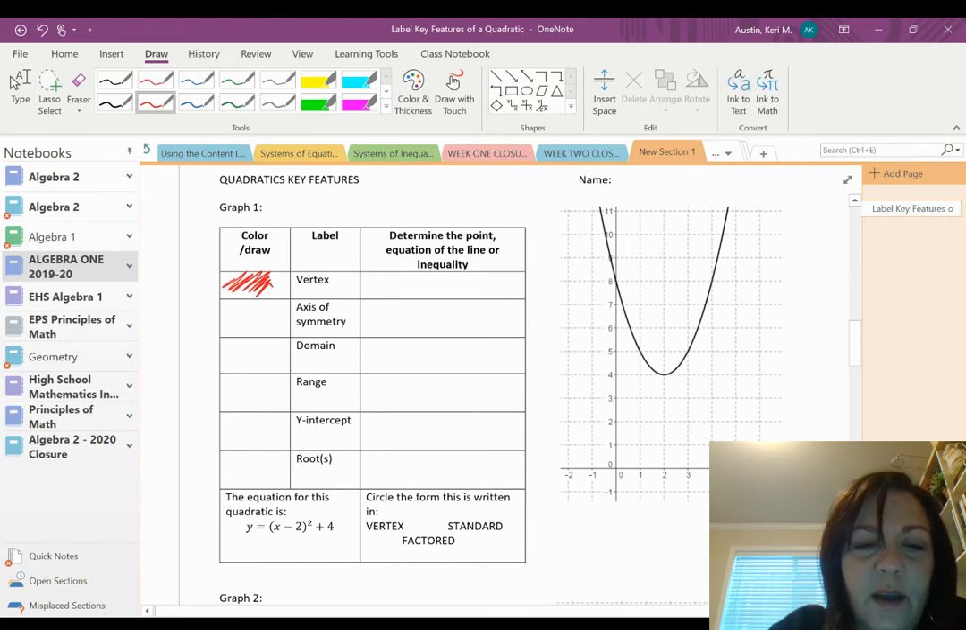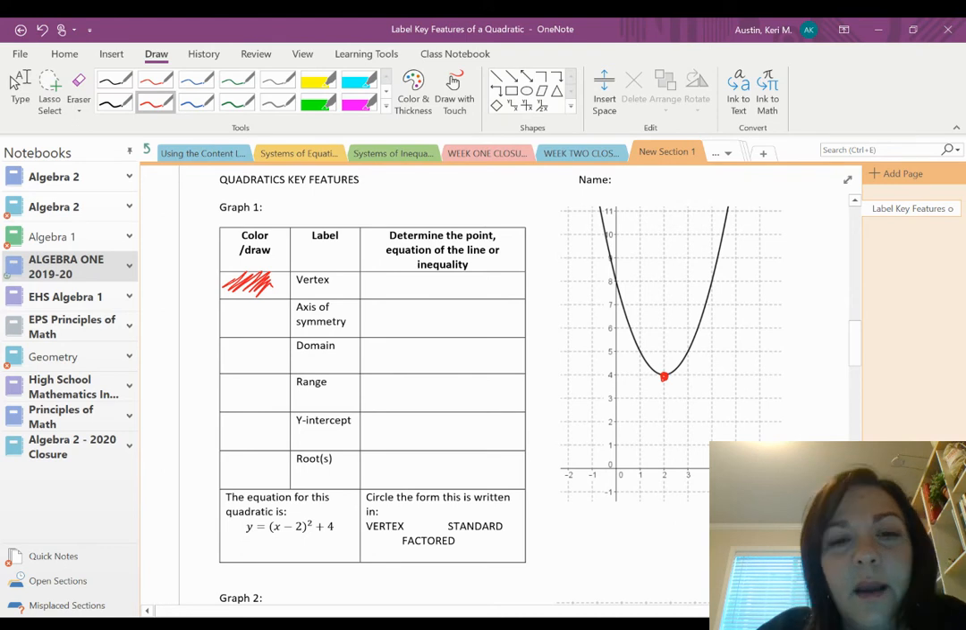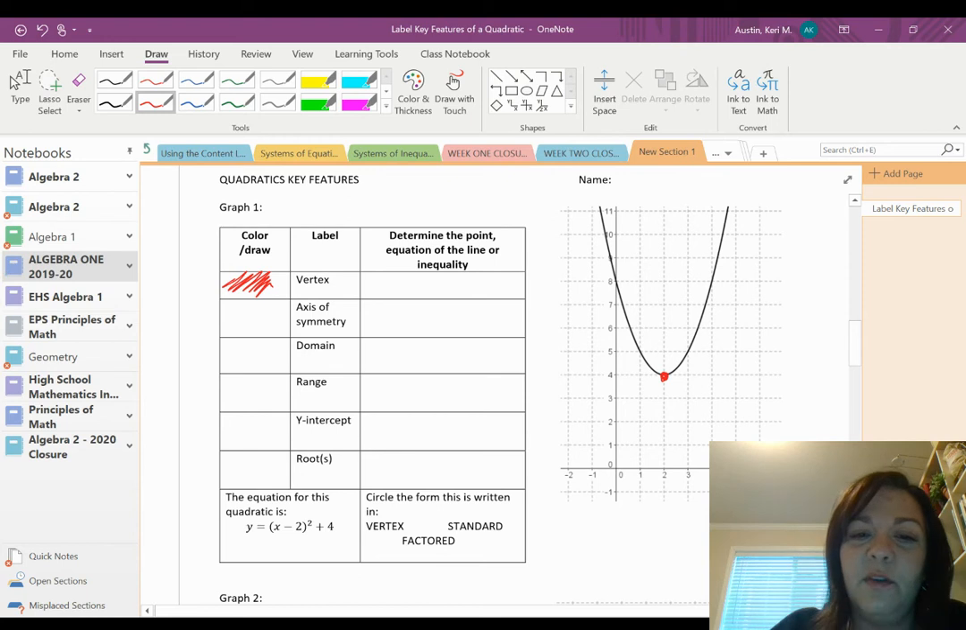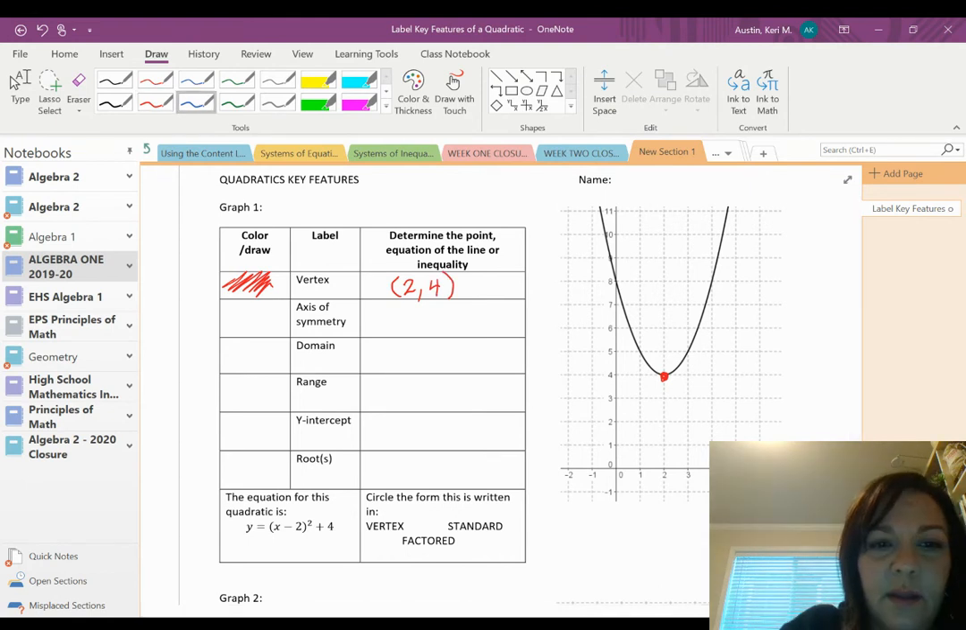So I'm going to pick red. For my vertex, I'm going to label that with red. The vertex is right here. And then I need to determine if that's a point, a line, whatever that is. A vertex is a point, and that happens to be the point (2, 4). Okay, I'm going to change colors.